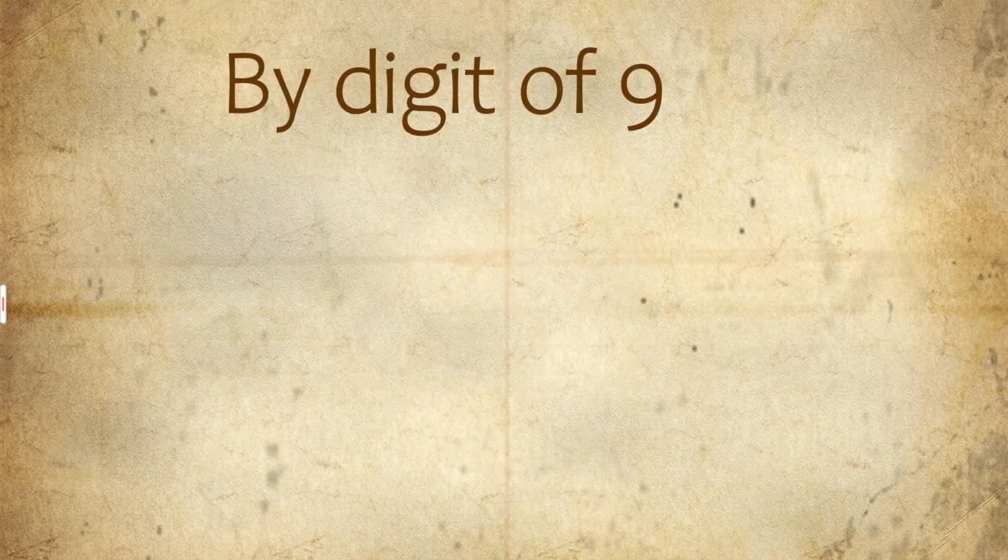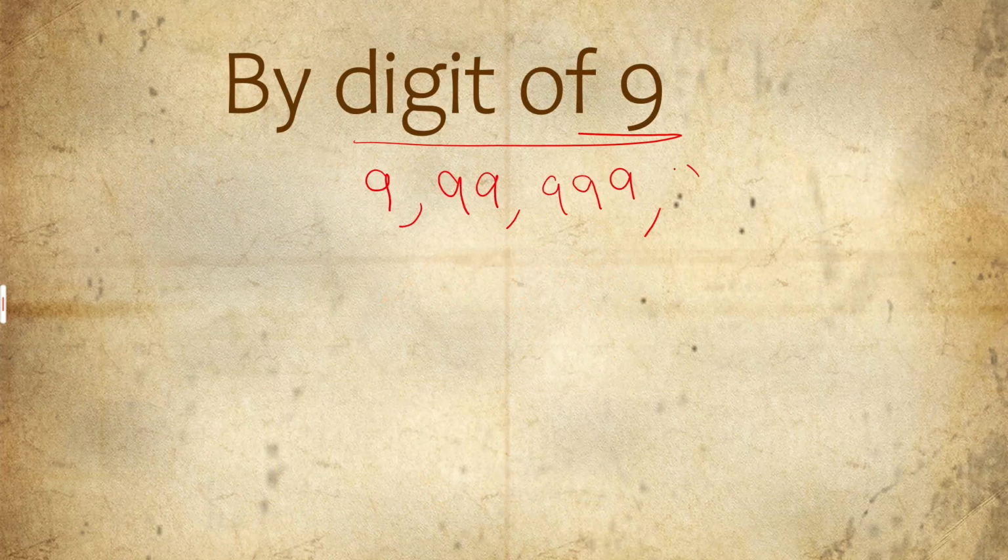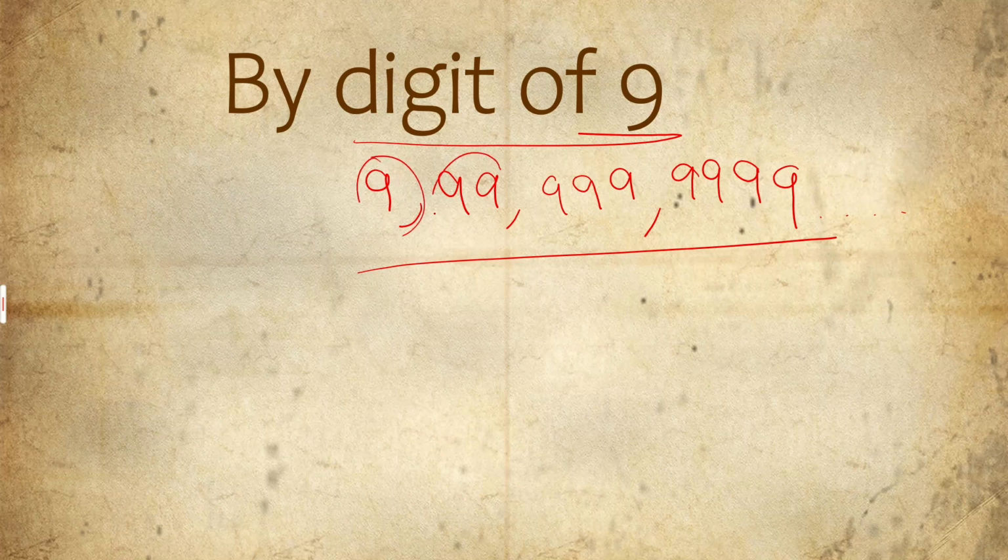Moving on to our next subtopic, by digits of 9. Now, first, let me clarify what by digits of 9 means. Digits of 9 basically means 9, double 9, triple 9, 4 times 9, etc. Right? So the series goes on. This is what it basically means, right? So it's 9, 99, 999, 9,999, and so on.